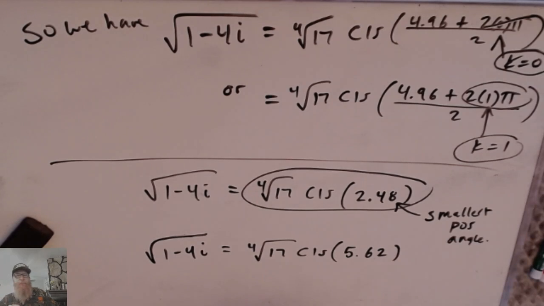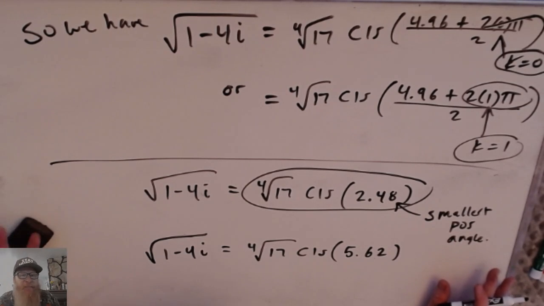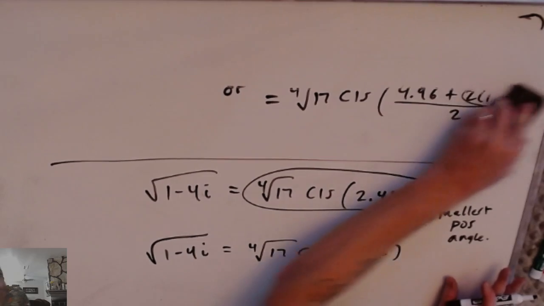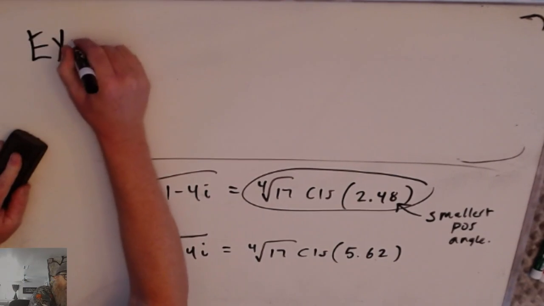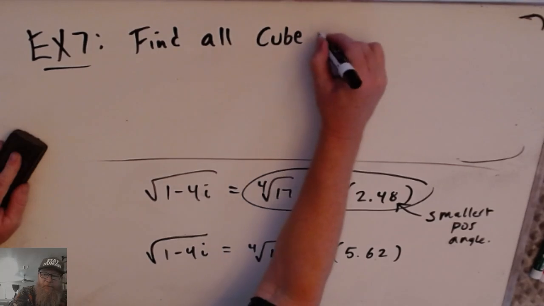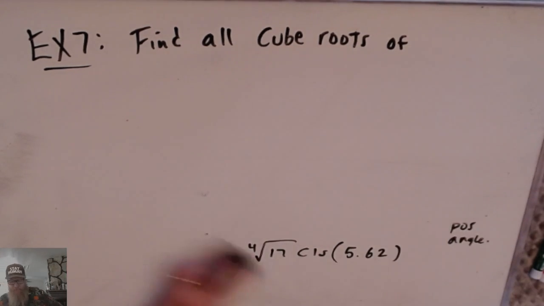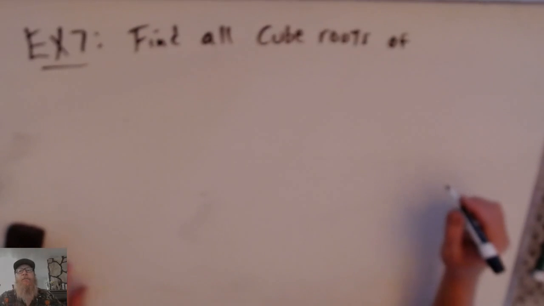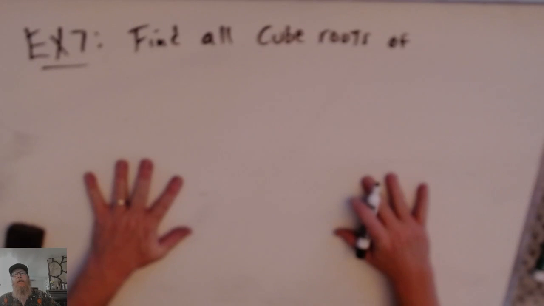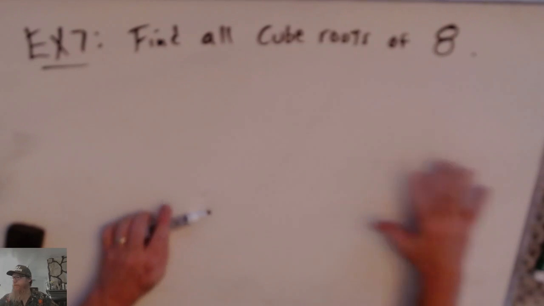All right. Now we're on to something, right? Now we have a powerful tool here. You can take roots of any complex number. And in fact, it doesn't even have to be a complex number. It could be a real number. Find all cube roots of 8.